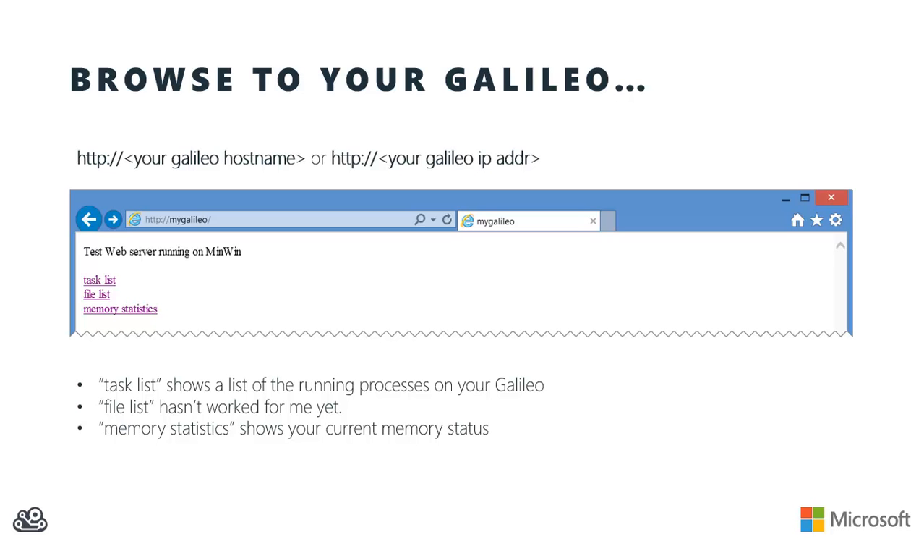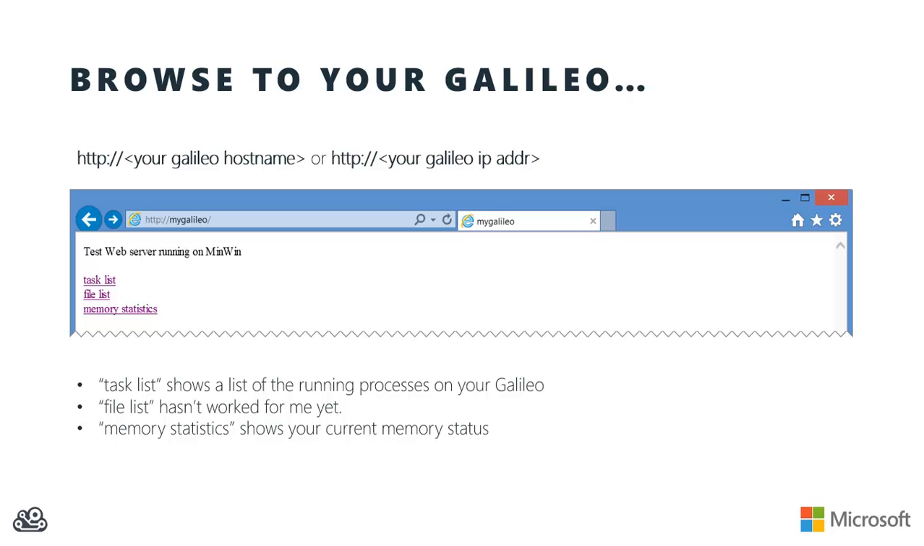There is, in fact, also a little web server set up on the Galileo by default. So you can just open up your browser and point to http://mygalileo, or whatever you called your Galileo's host name. And there's a few links there. There's a task list that'll show you the things that are running. The file list, for me, actually fails whenever I try it.